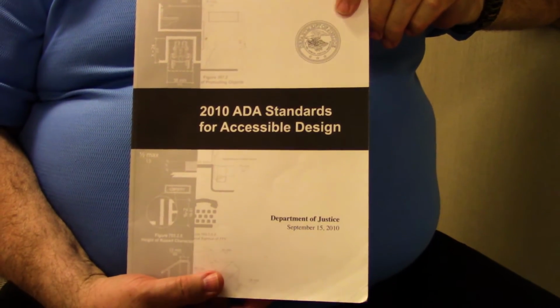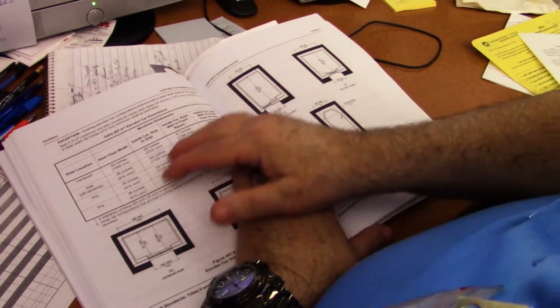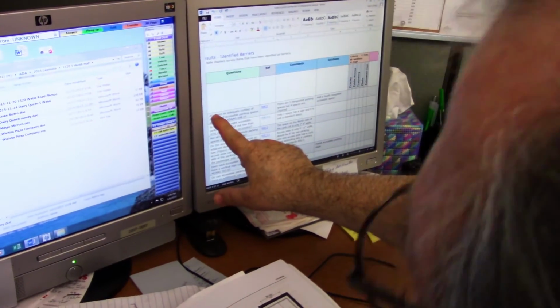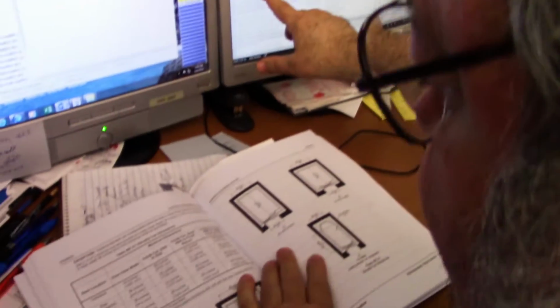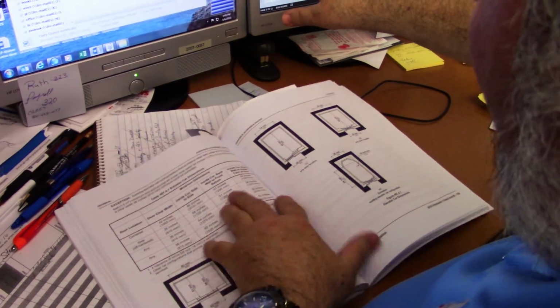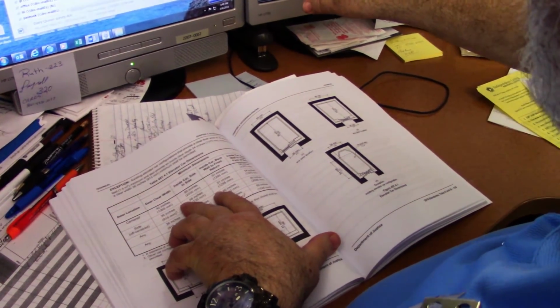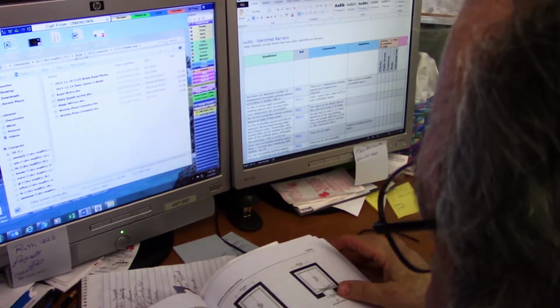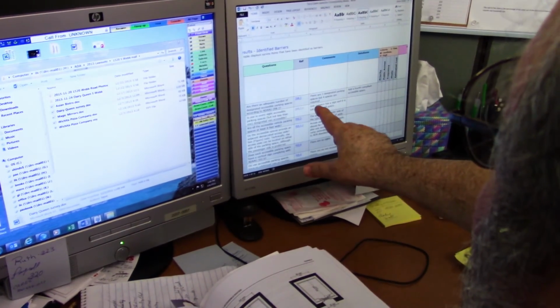Well, this is the ADAAG, or Americans with Disabilities Act Accessibility Guidelines, the design manual for 2010. It gives us all the specs for anything we need to know: parking spaces, ramps, doorways, weights, widths, heights of sinks, mirrors, counters. Just about anything you want to know is in this little book.